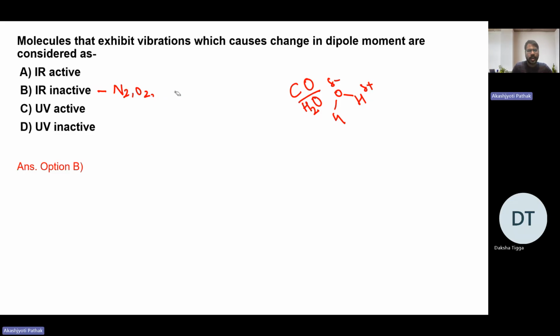CO2 is not IR inactive. CO2 is IR active, because this carbon dioxide molecule will show some stretching and bending motions, which results in the absorbance of particular vibrational frequencies. So there is some asymmetric stretching and bending.